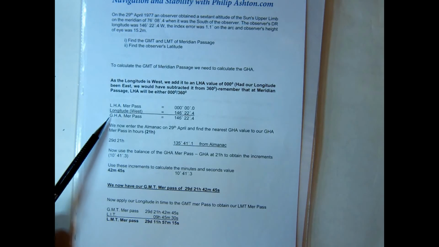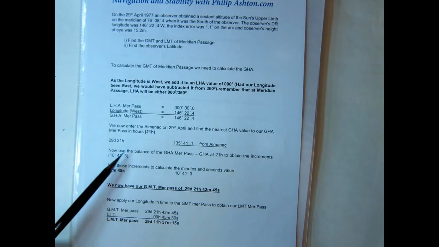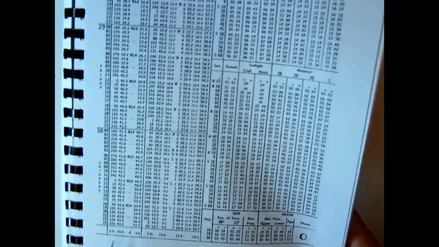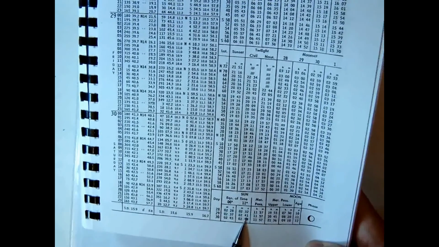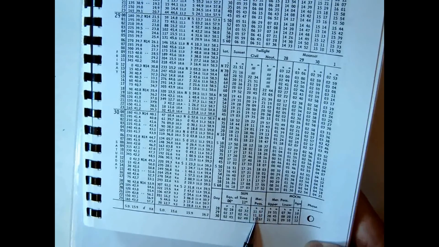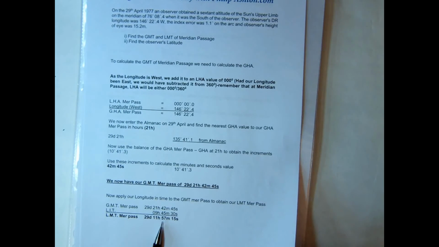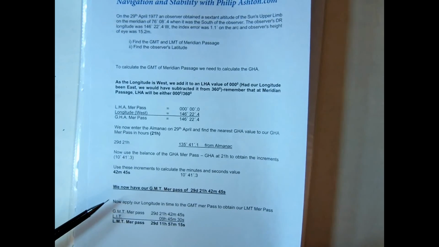Okay, so get the GHA, go into the tables, look up the nearest hour, and the balance that's left will be looked up in the increments, and now we've got the GMT of meridian passage. Well, what about the LMT? The LMT is the local time, so we simply apply our longitude to the GMT, and that gives us our LMT of meridian passage. Incidentally, if you were to look in the tables on the 29th, at the bottom right, you'll see meridian passage of the sun, and you'll see that it's 11:57. So 29th, 11:57, but if you're asked to calculate it, then that's the correct procedure to use.